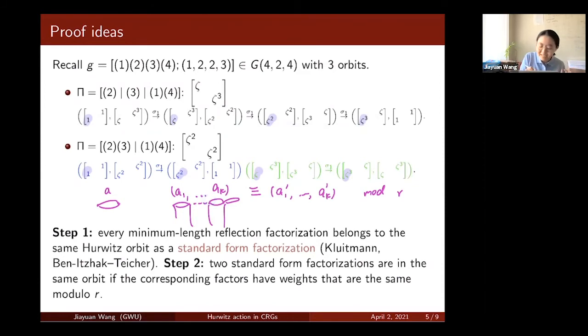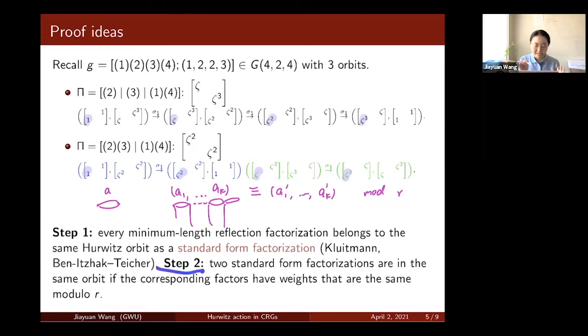And the third kind is let this pair of parallel loops or pair of factors interact with the loop if there is a loop. So these 3 kinds of Hurwitz moves will guarantee us that we can change this vector of weights to this second kind. And this is possible because they are equivalent mod R. So essentially, this is the extended Euclidean algorithm from elementary number theory.